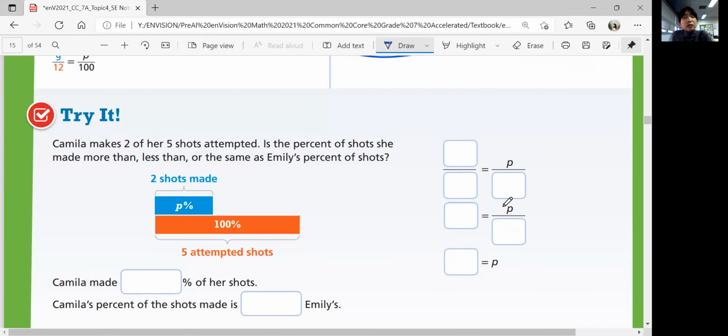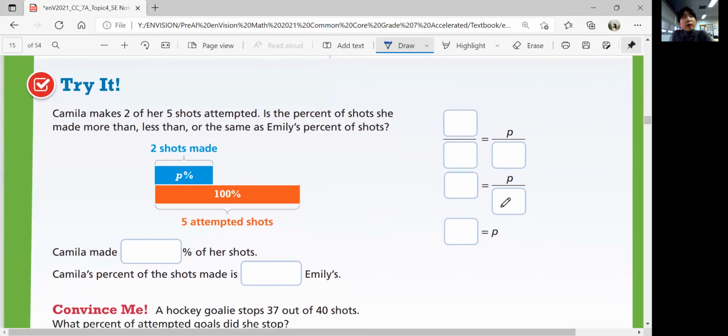So let's look at the try question. Try if you can solve this by yourself and come back when you're ready for answers. Camilla makes 2 of her 5 shots attempted. Is the percent of shots she made more than, less than, or the same as Emily's percent? First, you need to figure out the percent in order to compare with Emily's. Emily has 75%. If you have a greater percentage than 75, then you made more than. If it's less, it's less than, or if it's the same as 75, it's the same.